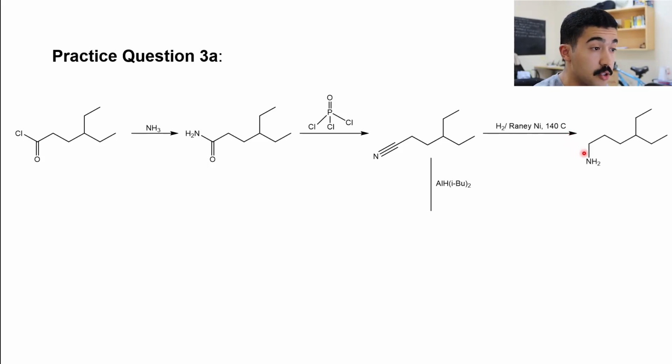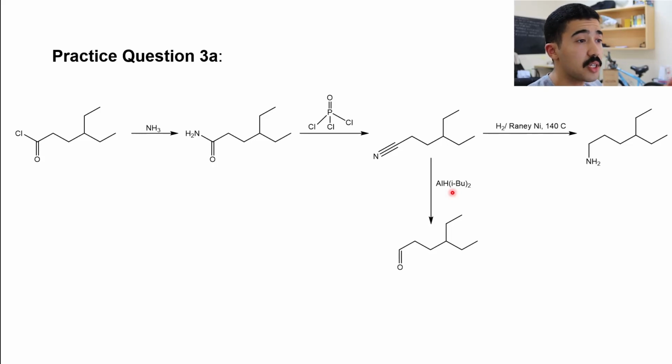Okay, and that's what the amine is going to look like. Now, the other reaction will involve DIBAL-H. Whenever you react a nitrile with DIBAL-H, you should know by now that this will produce an aldehyde. And just like that, you have successfully gone through this problem.